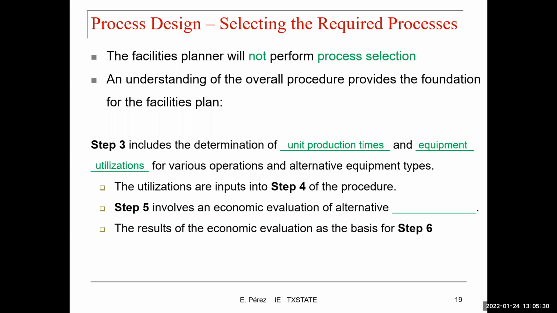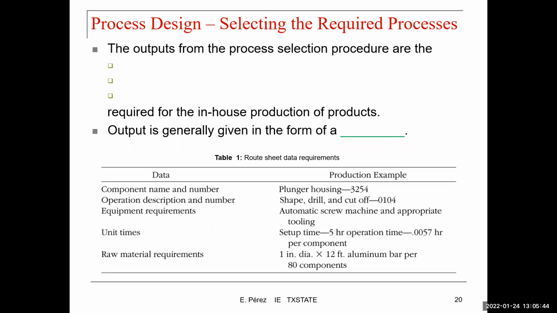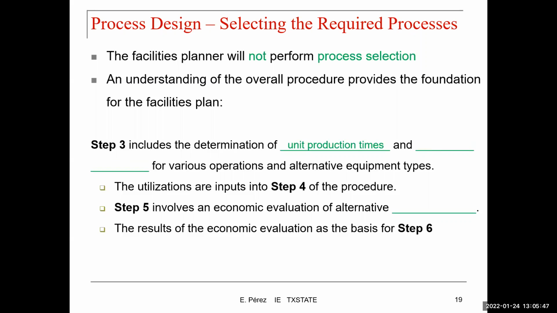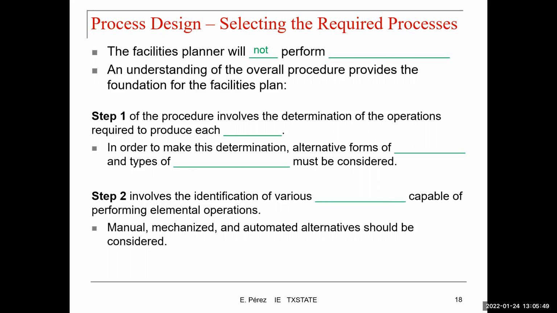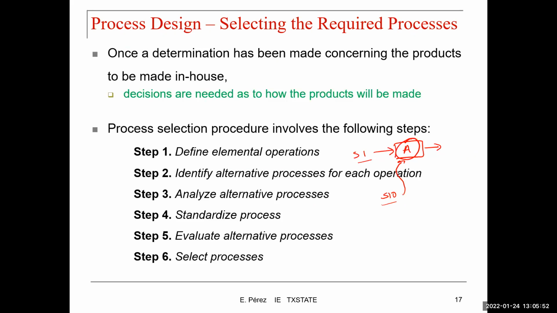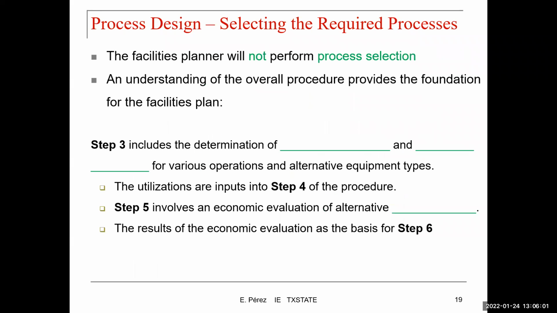Step 5 involves an economic evaluation of alternative equipment types. And the results of the economic evaluation are the basis for step 6. Okay, so this goes in detail, explaining these 6 steps that we discussed in slide 17. So at the end, you want to make a decision, and the results of the economic evaluation are the basis for you to make that decision in step 6.